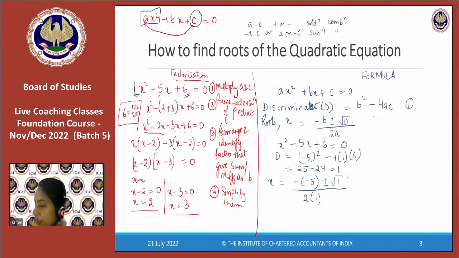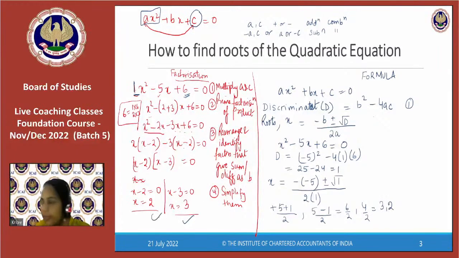So we solve them individually as minus minus, plus 5. Square root of 1 can be plus 1 by 2, and square root of 1 can be minus 1 by 2. So that gives me 5 plus 1 by 2, 6 by 2, or 4 by 2. So your answer is 3 and 2. Exactly the value that I got through prime factorization.